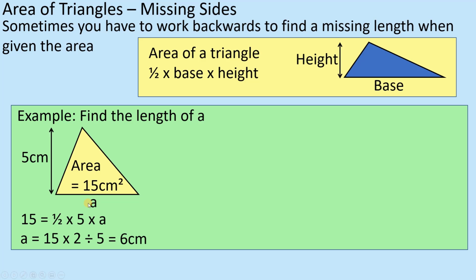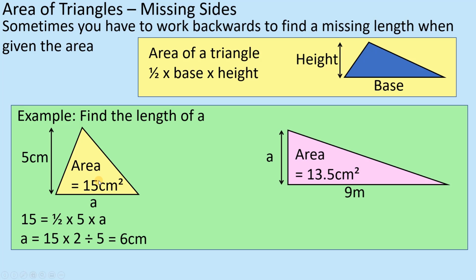Is 5 times 6 and half it 15? Well, 5 times 6 is 30 and half it is 15. So yes, that's good. So same process over here. You've got 13.5. So what you're probably going to do is double it, like I did last time, 27, and then divide by 9. Which is going to give you 3.